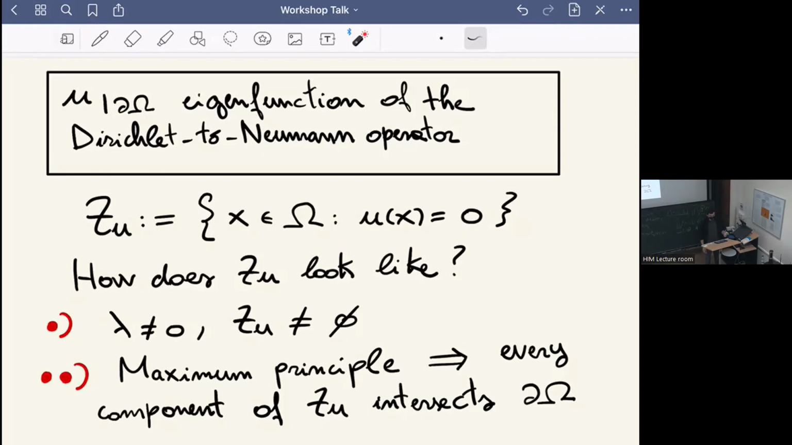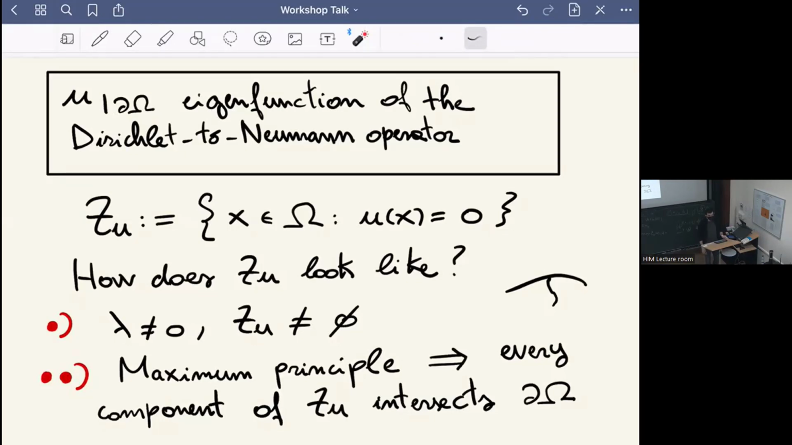So just to get a feel, what does this zero set look like? We can say very simple things at first: if lambda is non-zero, then just by orthogonality of the eigenfunctions on the boundary, the zero set is non-empty. Another simple thing is that the maximum principle tells us that every component of the zero set has to intersect the boundary. I have here this omega, and the components of the zero set touch the boundary.